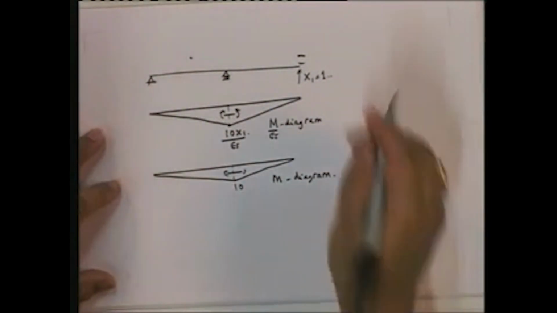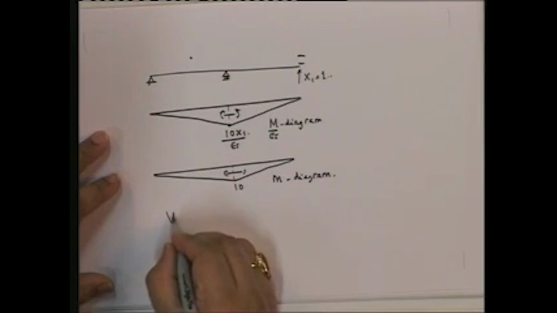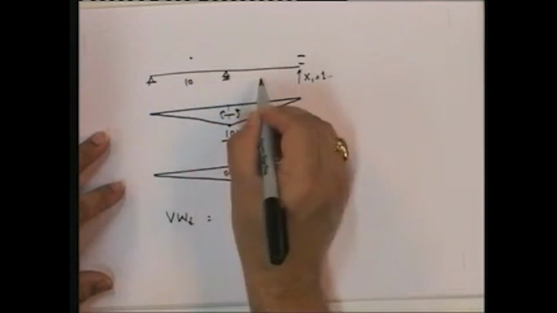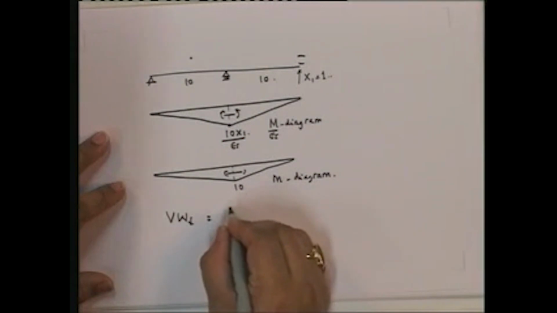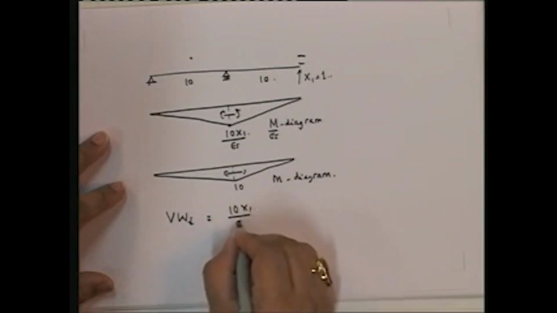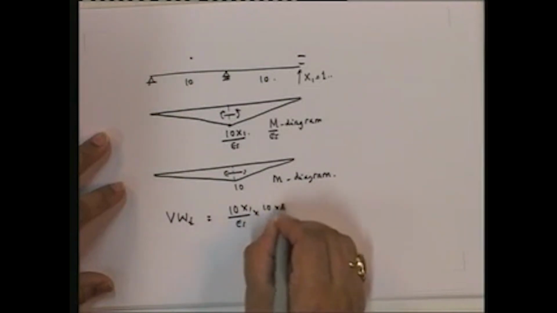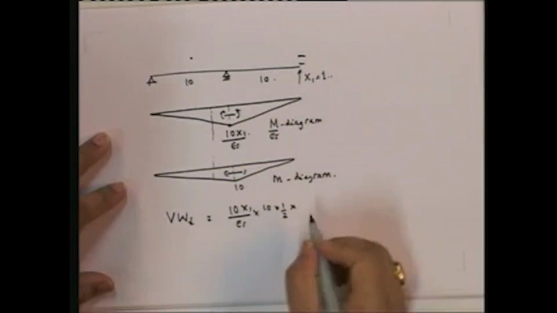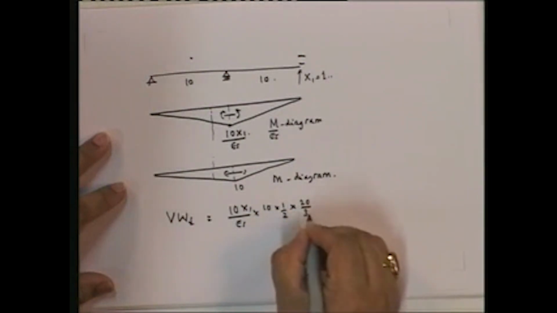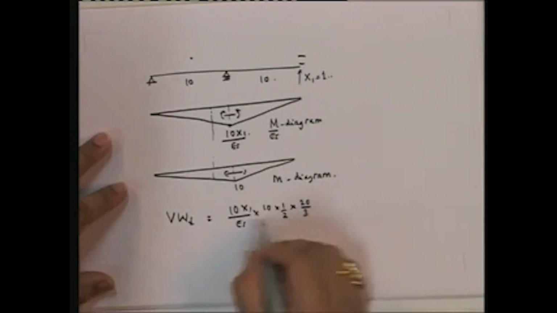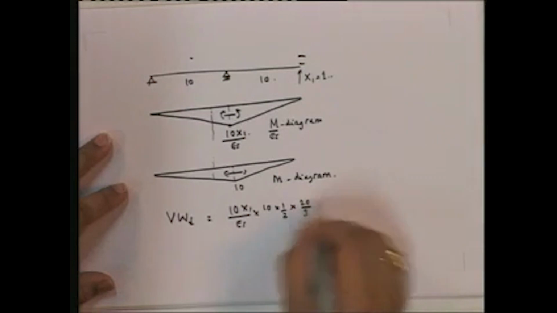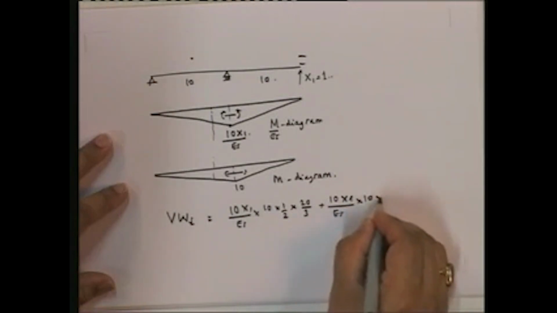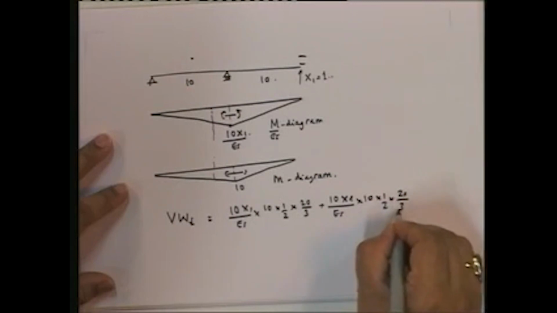Okay, so now once I have that, I'm just going to go ahead and calculate the internal virtual work. The internal virtual work is nothing but, this is 10 meters, this is 10 meters. So the internal virtual work is 10 x1 upon EI into 10 into half multiplied by the value at this cross section, which is equal to 20 by 3. Okay, and that is again the same thing we do on this side. You will see that you'll get the same exact thing, 10 x1 upon EI into 10, that is the area, and this is the moment at CG.